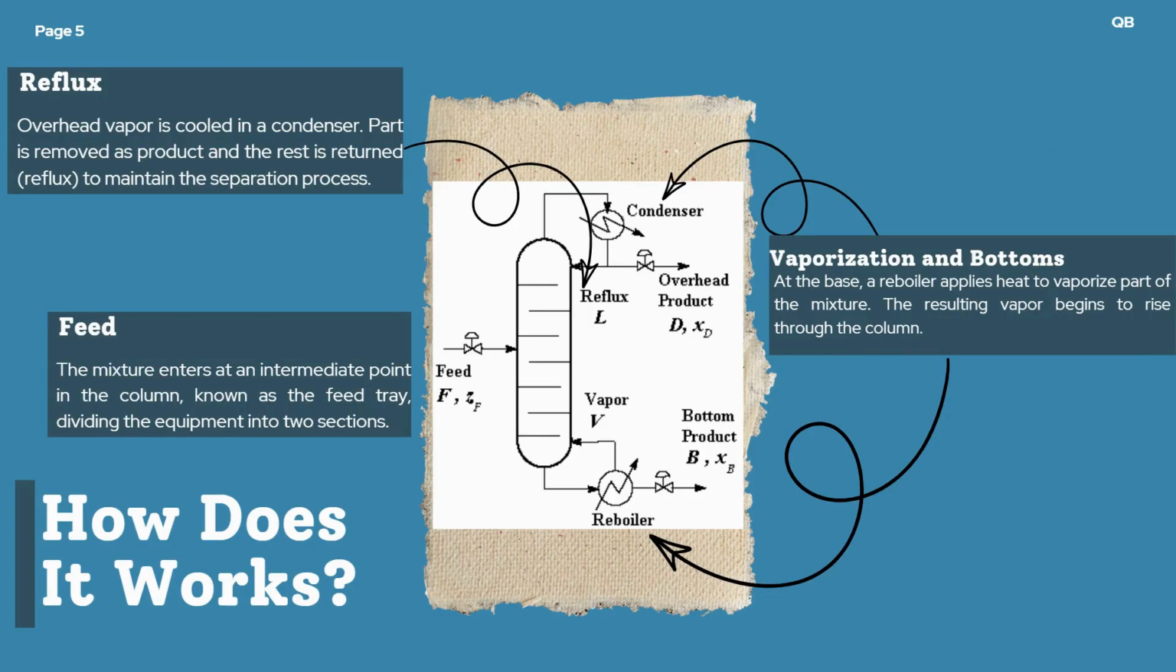And how does it work? Well, we start with a feed. The mixture enters at an intermediate point in the column, known as the feed stage, dividing the equipment into two sections. Then we have the evaporation and bottoms. At the base, a reboiler applies heat to vaporize part of the mixture. The resulting vapor begins to rise through the column. Then there is the reflux and overhead vapor. It's cooled in a condenser, part is removed as product and the rest is returned as reflux to maintain the separation process.